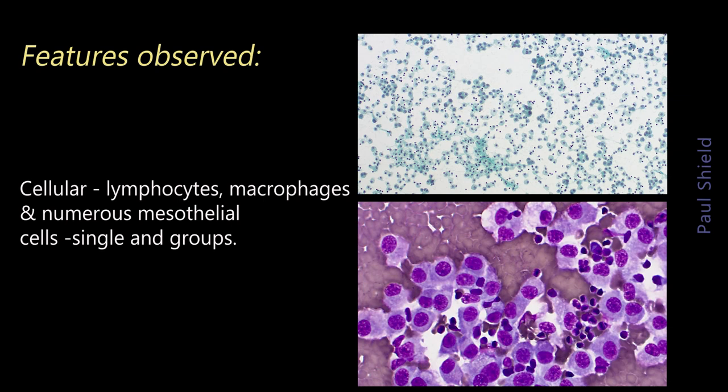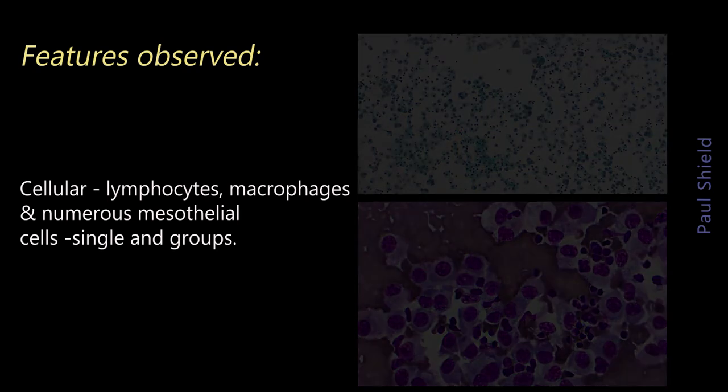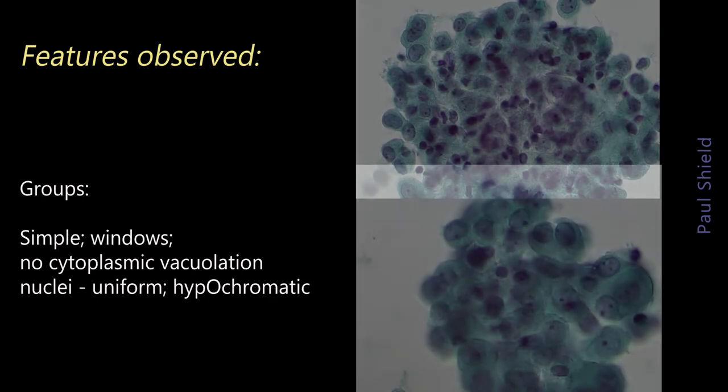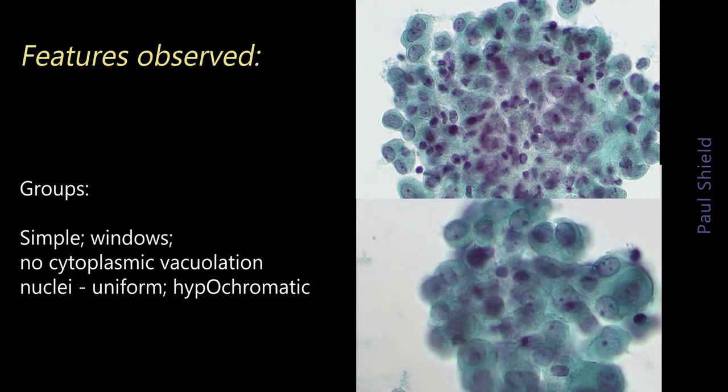The nuclei were mostly central and showed fairly bland chromatin. Nucleoli were prominent in some of them, but mostly they were fairly small. These were mostly arranged as isolated cells, but there were loose groupings present. I showed you a few of those, and they showed a typical mesothelial pattern.